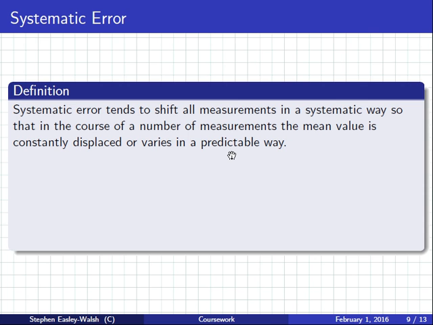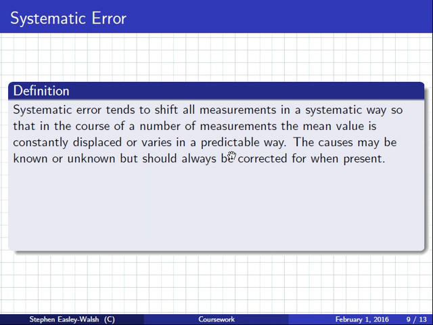If you know about this error, then you can easily fix it by just adding 1 centimetre to all the measurements. The causes may be known or unknown, but if you see this in your data, you should correct for it. Now, none of you should have this in your data because nobody really used the equipment the wrong way. The only example I can think of is with the meter stick, maybe the small ruler. The meter stick and the ruler would be the two.